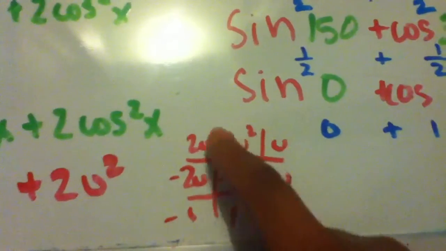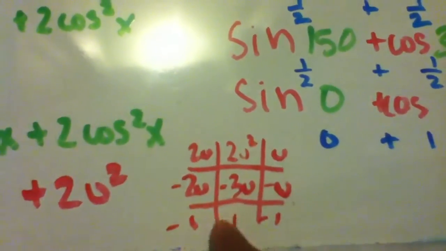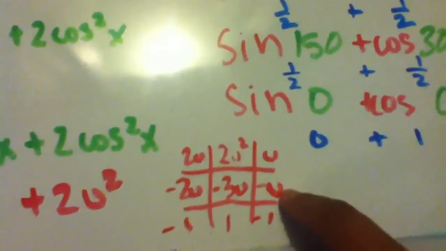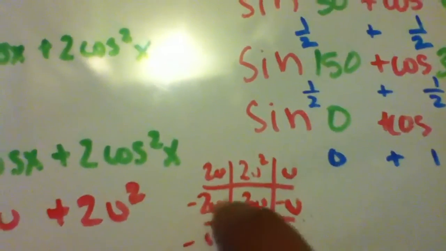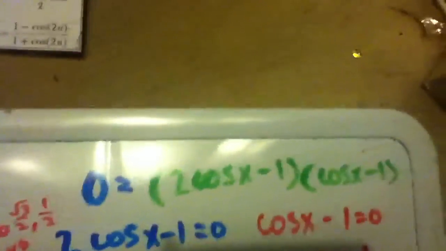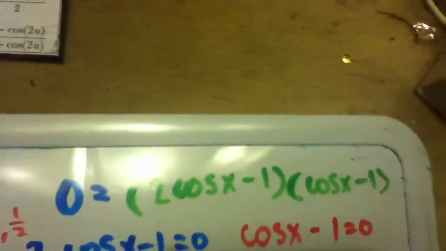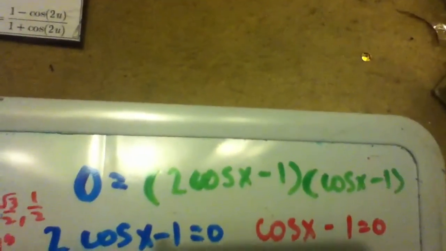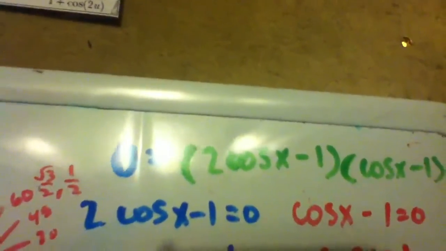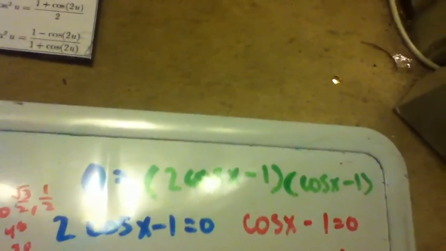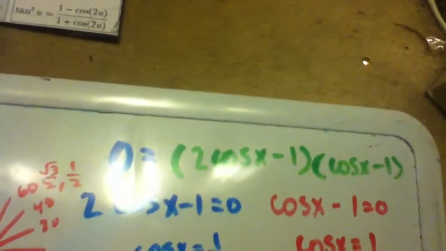For 2u squared we can factor a 2u and a u, and then for 1 we have a negative 1 and a negative 1. These two multiply for a negative u, and these two multiply for a negative 2u. Added together they equal negative 3u, so it's all good. And so here we have 0 equals (2 cosine x minus 1)(cosine x minus 1). We end up getting two different problems: 2 cosine x minus 1 equals 0 and cosine x minus 1 equals 0.